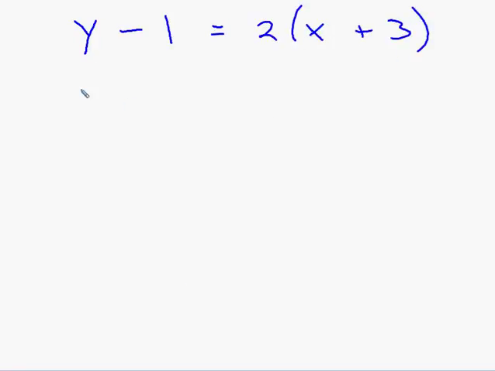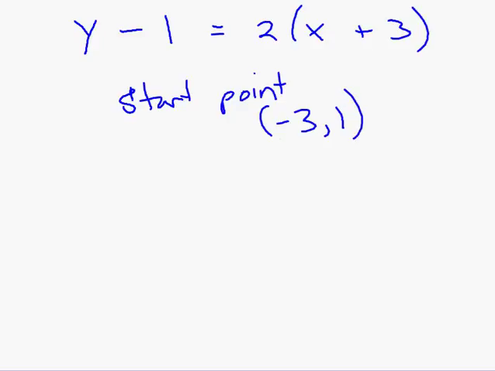All right, so let's try this one, guys. This is not in slope-intercept form. If I'm not asked to change it to slope-intercept form, this is point-slope form, and I can go ahead and graph it the way it is. But I need to know my starting point. It's negative 3, 1. And notice that the signs are different.